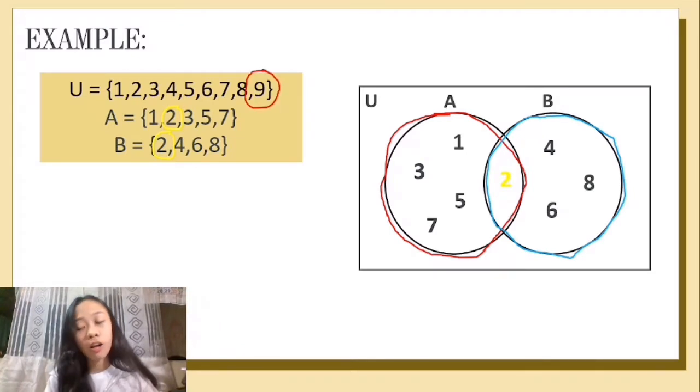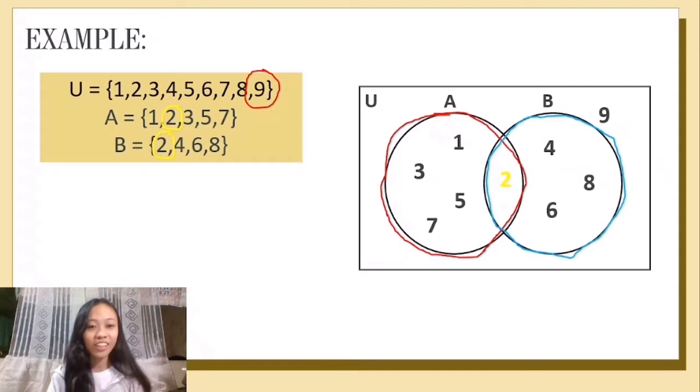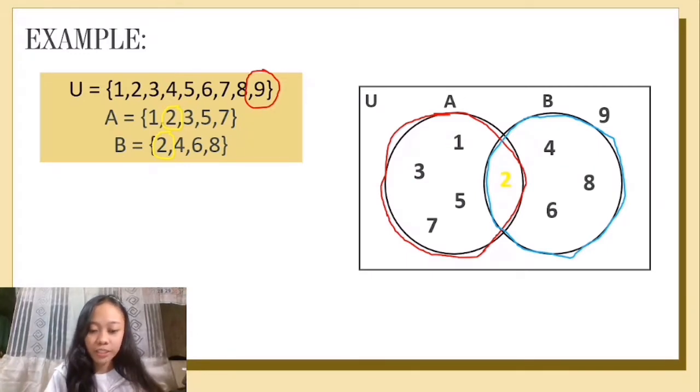So kapag naka-encounter kayo ng ganito, na may hindi present na element from set A and set B, so ano ang gagawin natin? So we will write the number 9 outside the circle. So ibig sabihin, pwede po nating ilagay yung element na 9 sa labas, to complete our illustration of the given set using Venn diagram. This is the illustration of the given set.